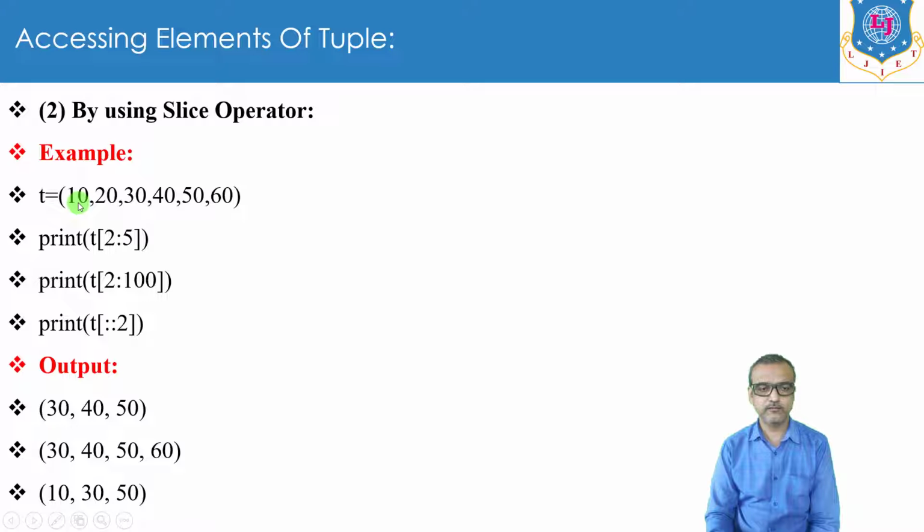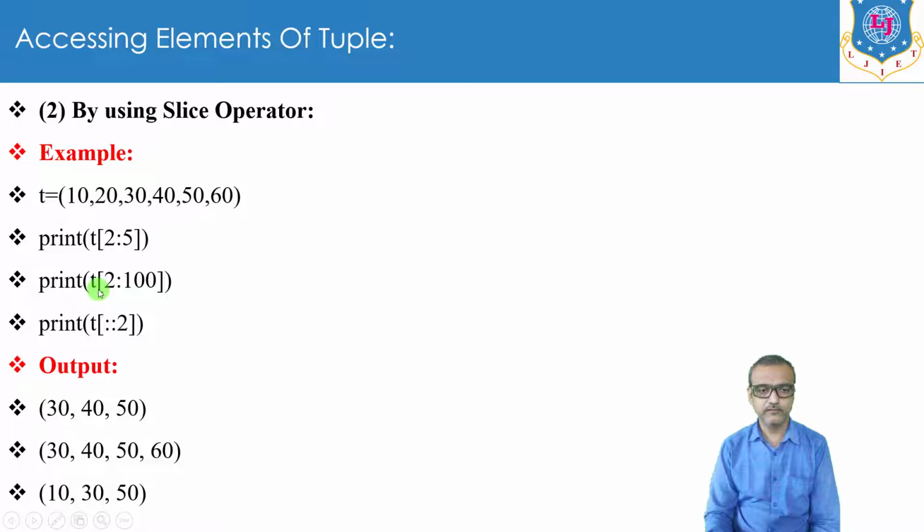This element is present at index 0. This one is at index 1. This one is at index 2. This one is at index 3. This one is at index 4. And this one is at index 5. So the elements present from index 2 to 4 are 30, 40 and 50. So the output of this print statement is 30, 40 and 50.